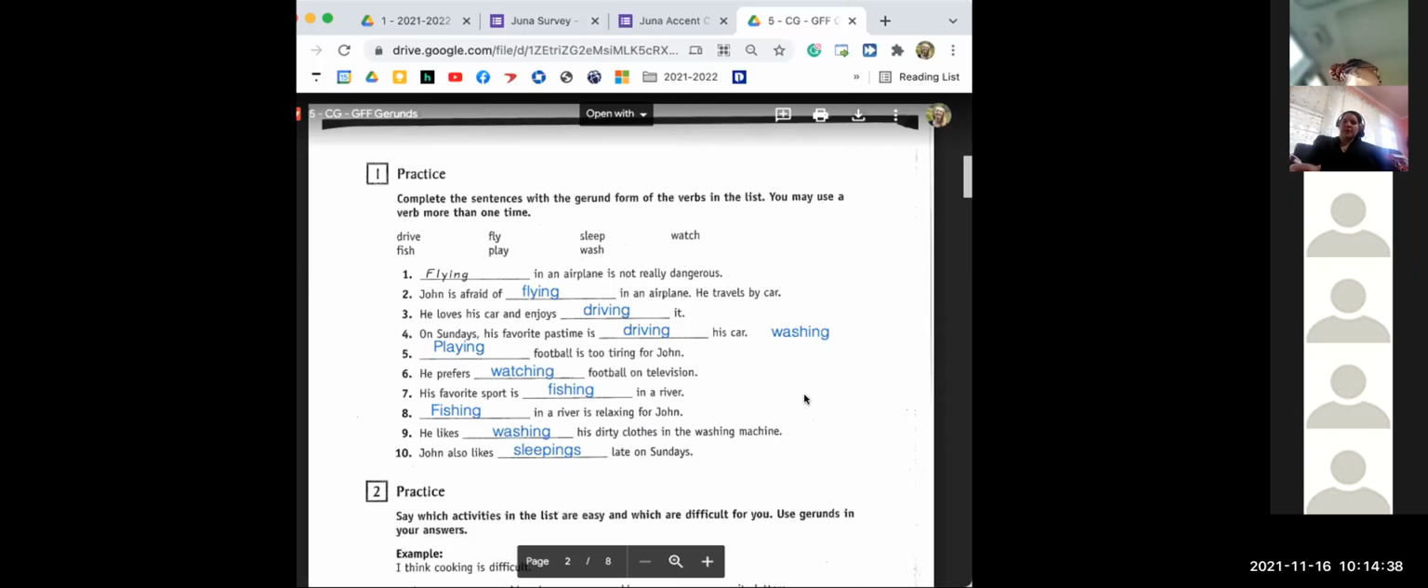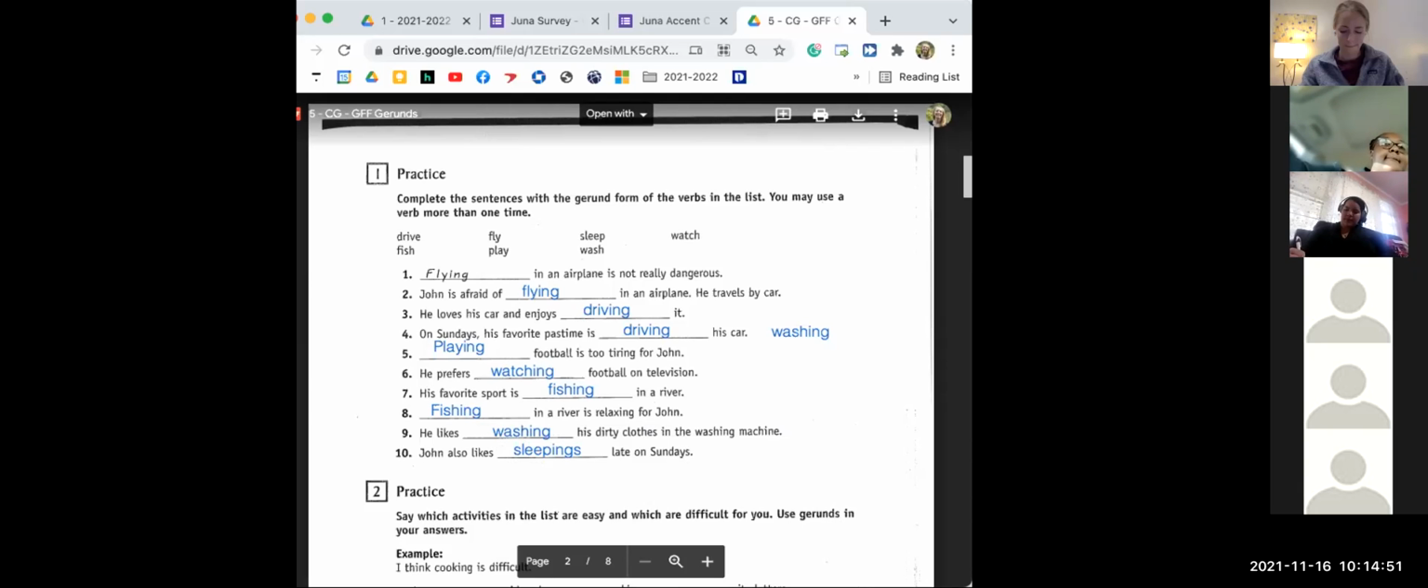Okay. Any questions about taking these verbs and changing them into gerunds to finish these sentences? Okay.